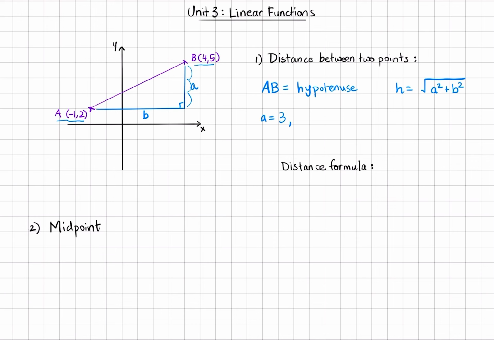We'll do the same for B. It's going to be 1, 2, 3, 4, 5, 6. B equals 6. The second way we can get the lengths of those sides is by using our coordinates. So this is part of the new material we're learning.